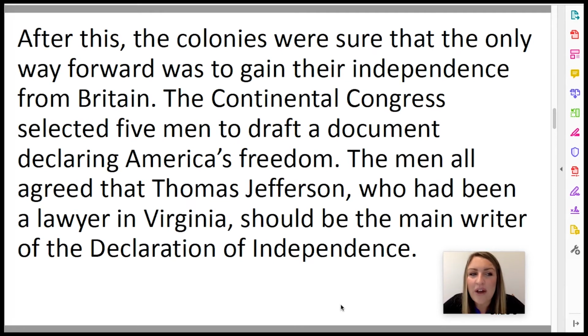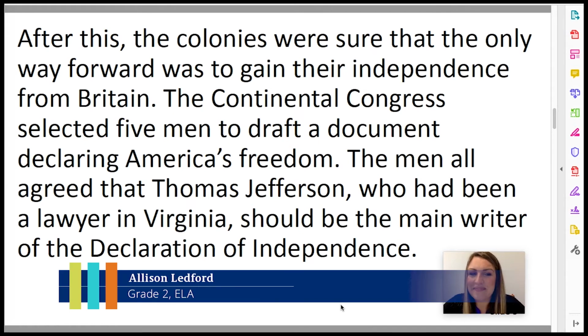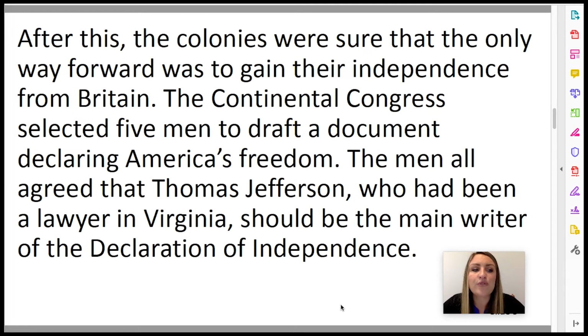And what did they want that draft to say? Yes, they wanted them to declare America's freedom. We talked about declare earlier today. Declare means to explain or make clear with intensity. Who did they decide should be the writer? Yes, Thomas Jefferson. I see a couple of words with some suffixes.